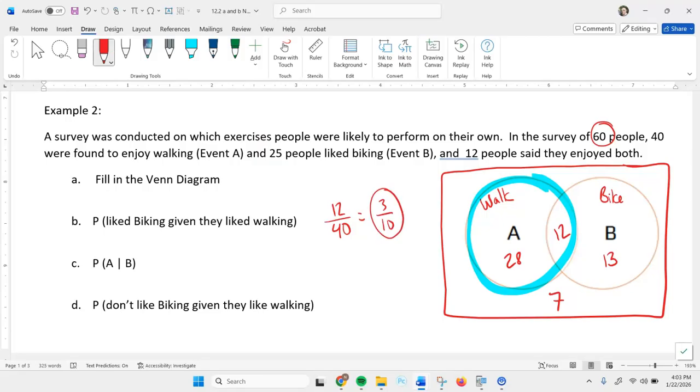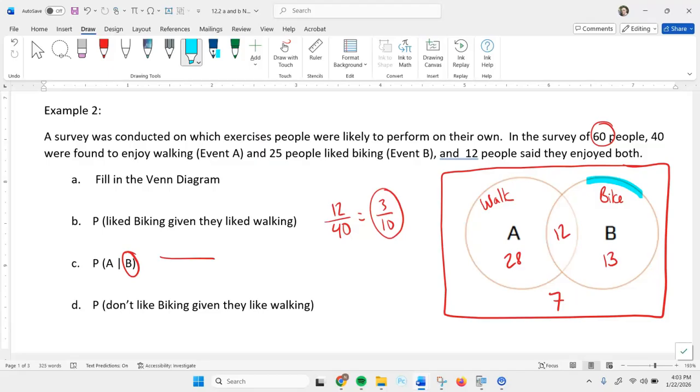Probability of A given B. Remember, what goes in the denominator is your given. So the probability that they like to bike, that's focusing on this circle now. There's 25 people that like to bike, and those that also like to walk is the 12. So that is the overlap. 12 over 25. That can't reduce, so that would stay as our answer.